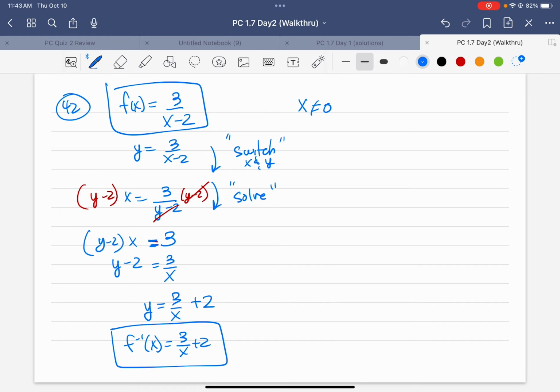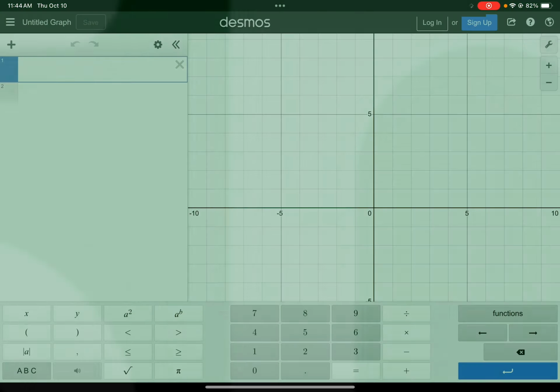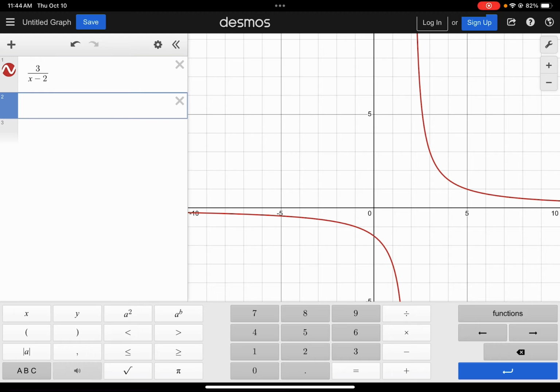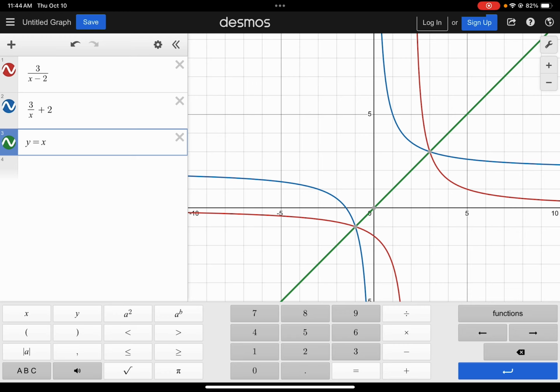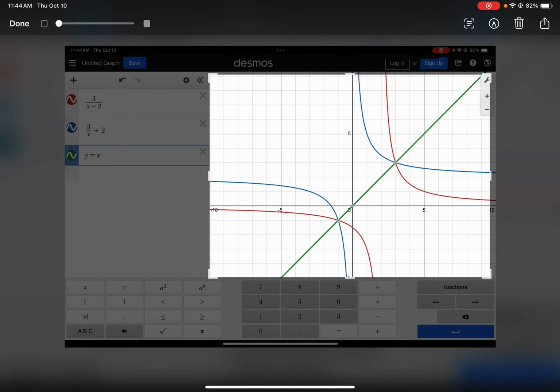And this is f. If we graph them on the same axes, I go to my old buddy Desmos, and I'm going to graph 3 divided by x minus 2. And then I'm going to graph 3 divided by x plus 2. And we notice that if you graph y equals x, they are mirror images about the line y equals x. Pretty cool.